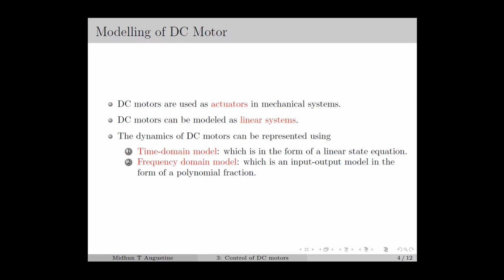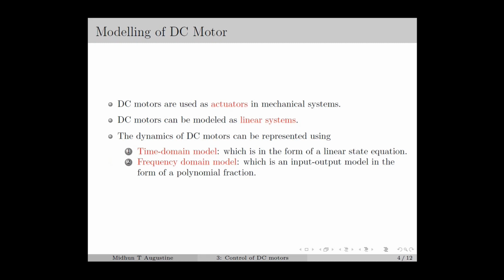DC motors are used as actuators in mechanical systems, and actuators basically transform the control input signal into some force or torque input which drives the mechanical systems. The control input signal will usually be an electrical signal, and the DC motor takes that electrical voltage as an input, and it gives some mechanical output which is in the form of torque or force.